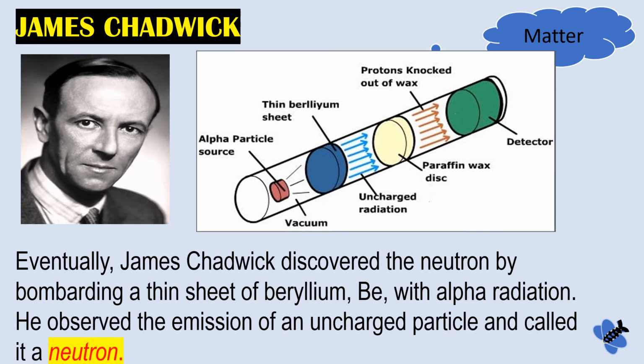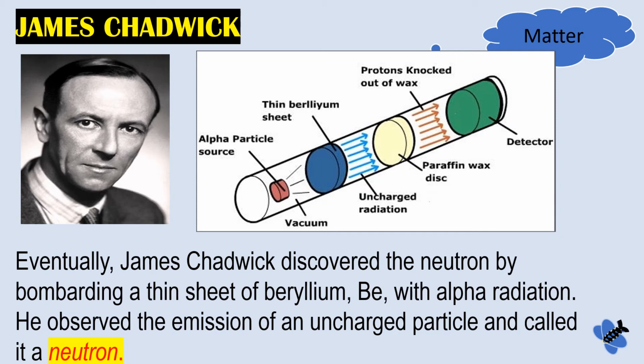The third scientist who discovered subatomic particles was James Chadwick. Chadwick's experiment was cleverly designed because it was a tough problem to solve. How do we find the existence of the particle that has no charge at all? He decided to create a chain reaction.